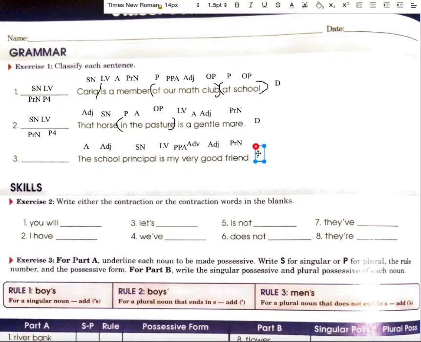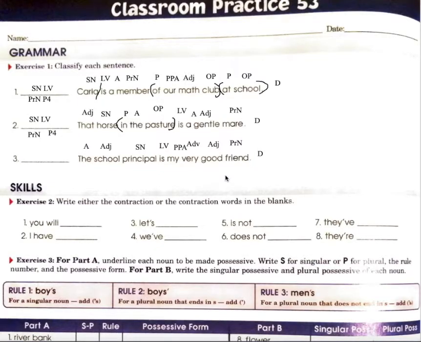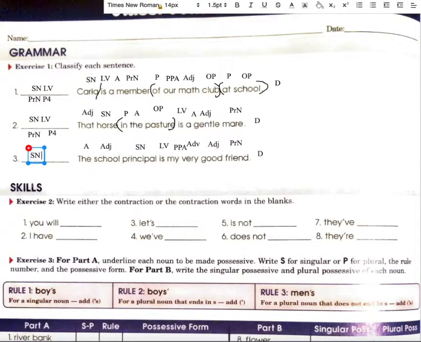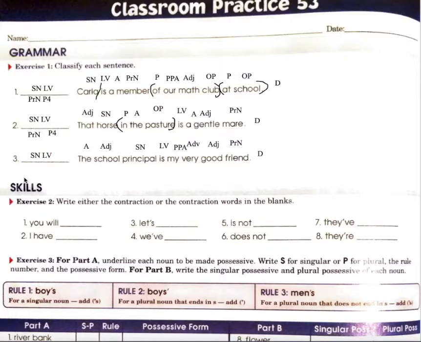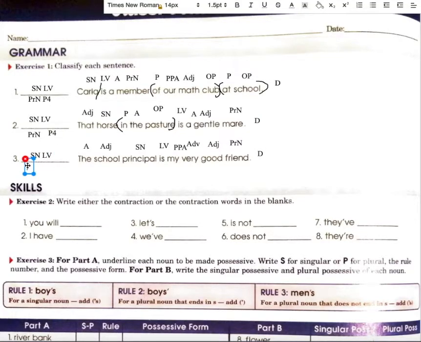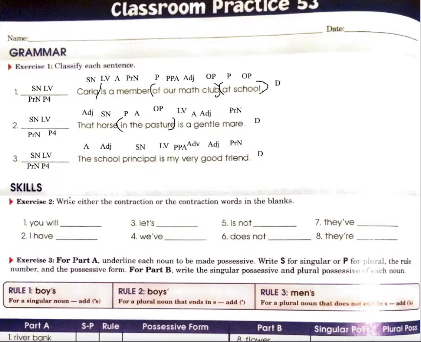Period, statement, declarative sentence. Do we have any prepositional phrases? We do not. This has a linking verb and a predicate noun, so it's subject noun, linking verb, predicate noun, pattern 4.